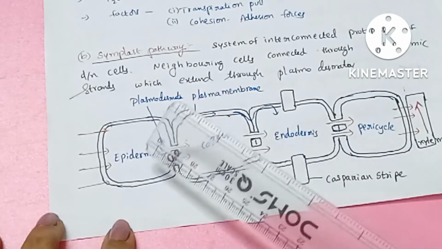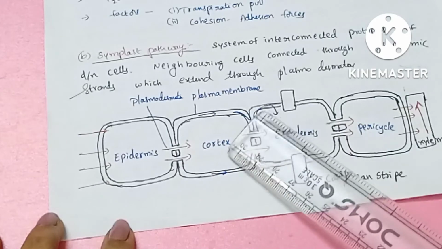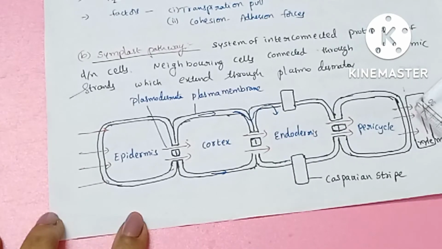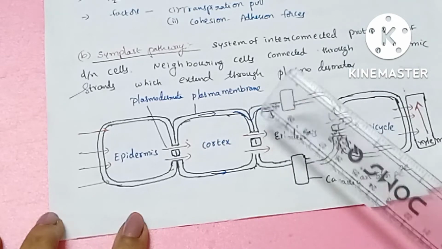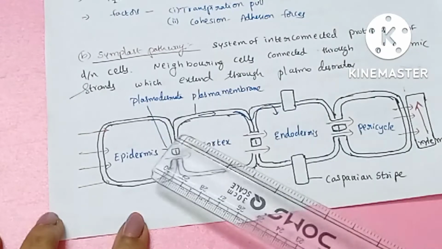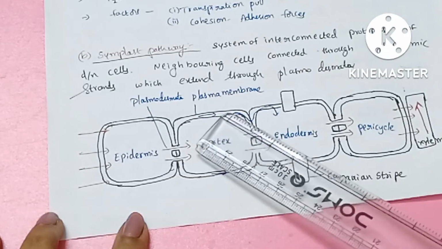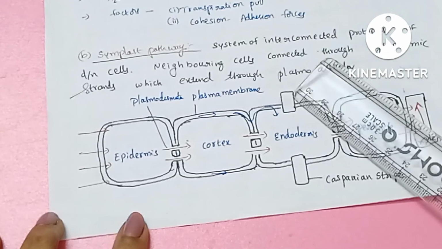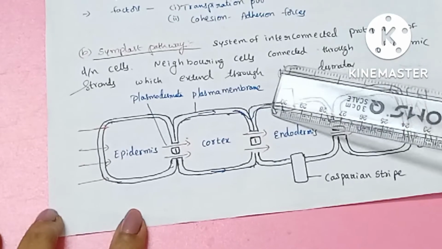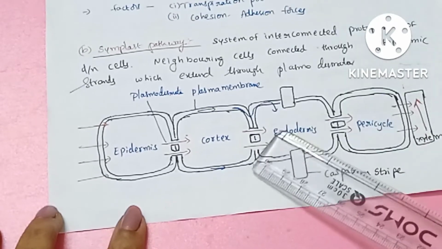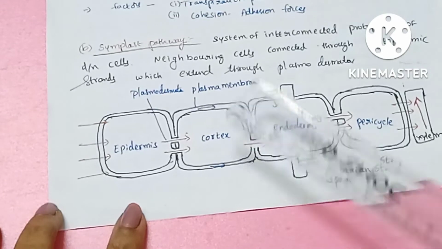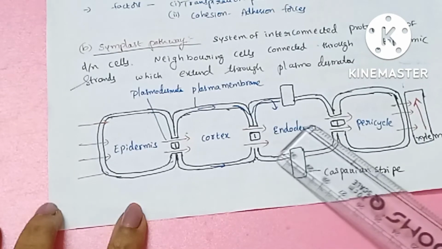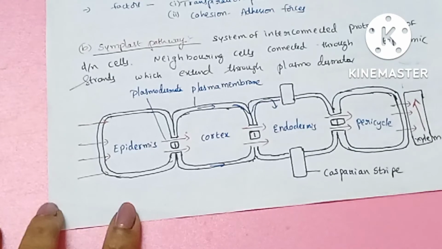And finally it will enter the epidermis, and next the cortex, endodermis, pericycle, and it has to enter the xylem. In the apoplastic pathway, the water was moving freely within the intercellular spaces, but here in the endodermis region there is a Casparian strip present. Then it has to enter into the cytoplasm, and like the symplastic pathway, the apoplastic pathway also enters into the cells and then into the xylem.